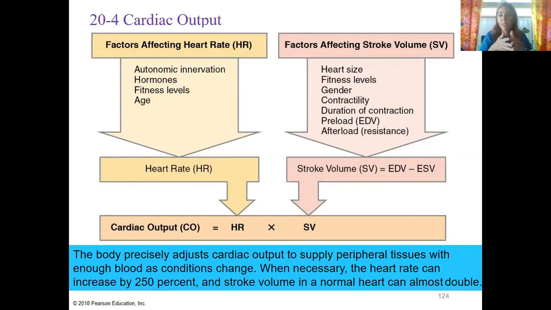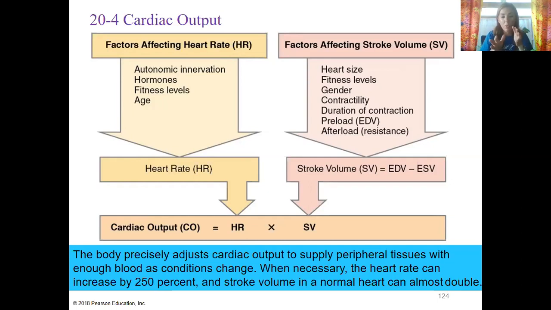Factors that can affect stroke volume are going to be anything that has the ability to affect ultimately the EDV and the ESV. And so there are your different things that can affect EDV and ESV. We're going to talk about these things as we go through some of these slides on this PowerPoint.